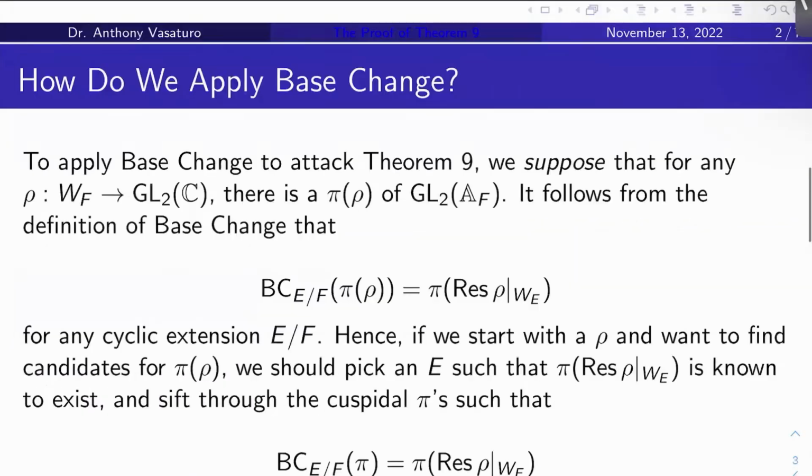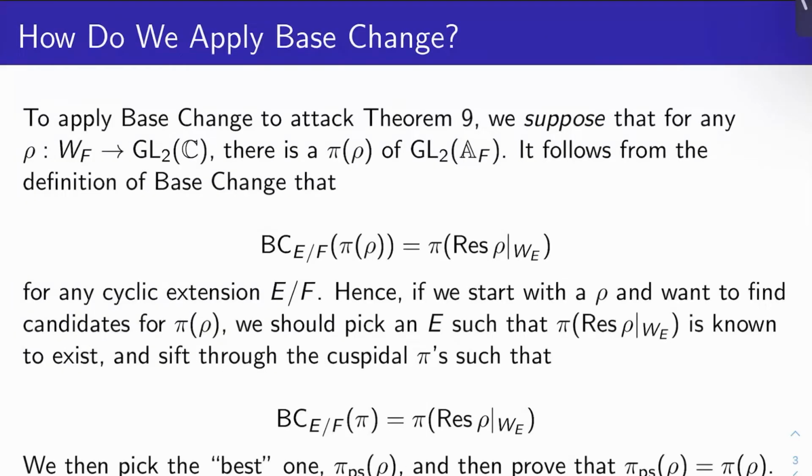Okay, well, we would like to apply the theory of base change to prove this. To apply base change to attack this theorem, though, let's do some investigating. Let's suppose up front, for the sake of argument, that given a rho from the Weil group of F to GL2 of C, there is a pi of rho of GL2 of A sub F. Now, just from the definition of base change, it must be the case that the base change lift from F to E of pi of rho is just pi of the restriction of rho to the Weil group of E. This is the definition.